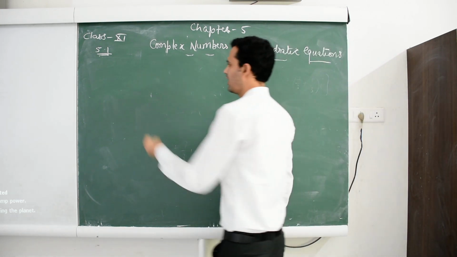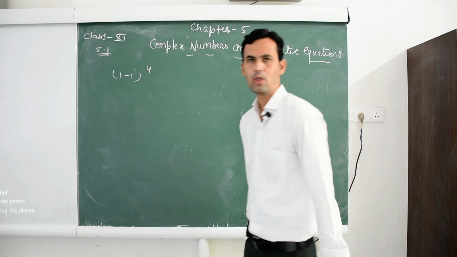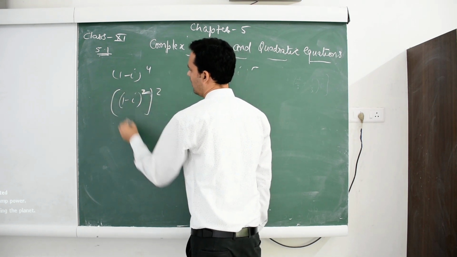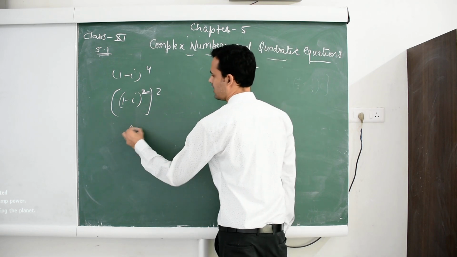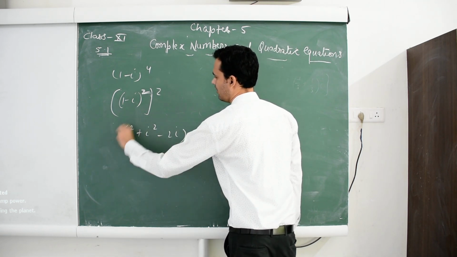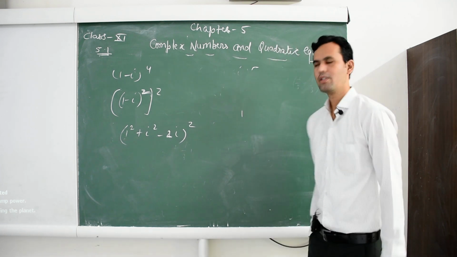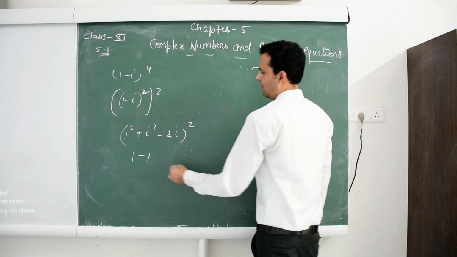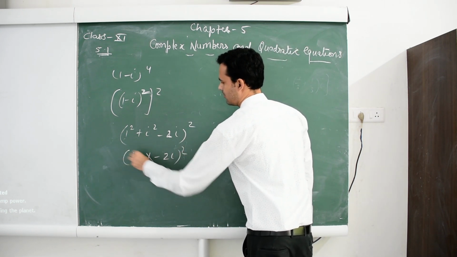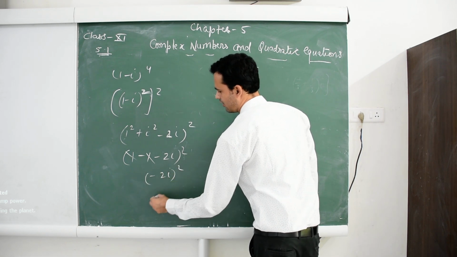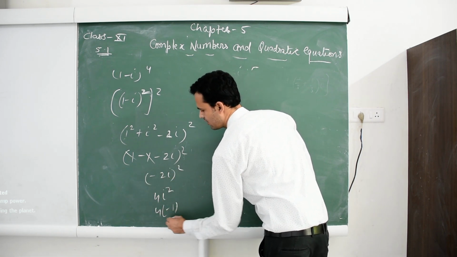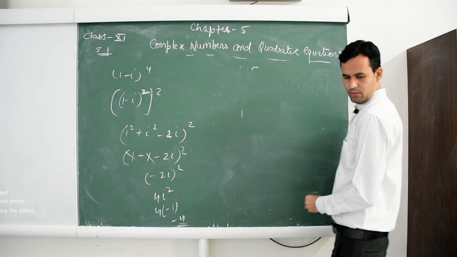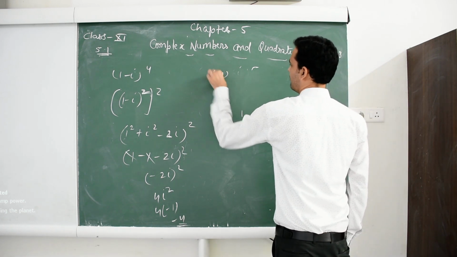Question number 8 is (1 minus i) to the power 4. We write it as (1 minus i) square to the power 2. So (1 minus i) square, (a minus b) whole square, a square plus b square minus 2ab. So 1 square is 1, i square is minus 1, and minus 2i whole square. These two cancel, minus 2i whole square. 4i square, value of i square is minus 1, so the answer is minus 4. Question number 8 done.